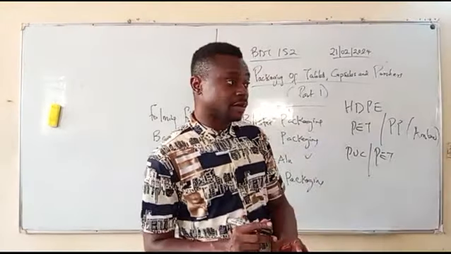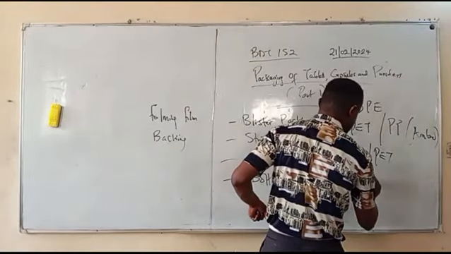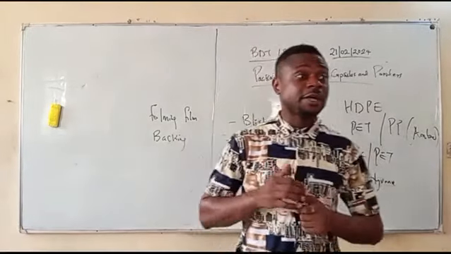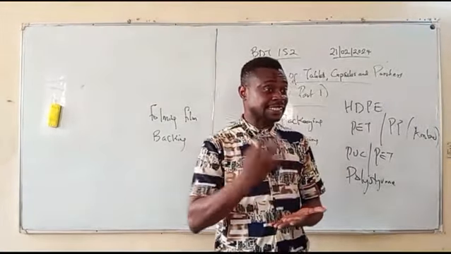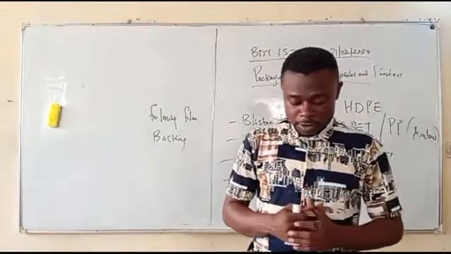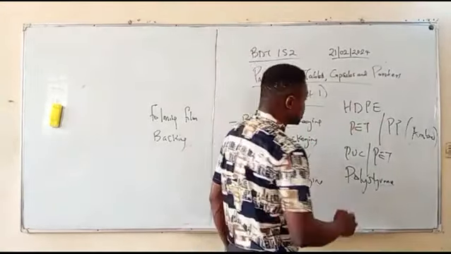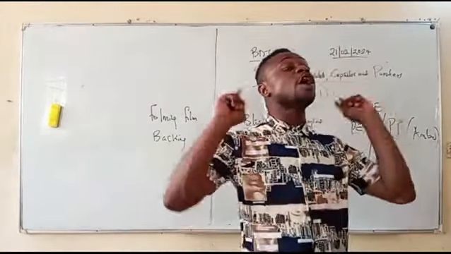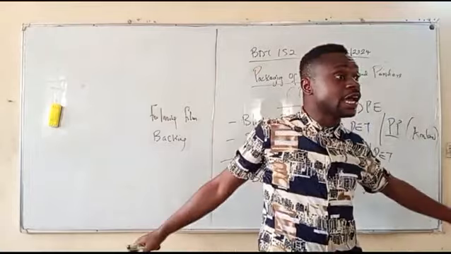Now, we also have PP. PP is also used. PP is what? Polypropylene. But the one that is mostly used, the pattern of them all, is PVC. Remember I said that it is a combination of PVC and PET, polystyrene, polypropylene, but the most commonly used is PVC. Polyvinyl chloride.